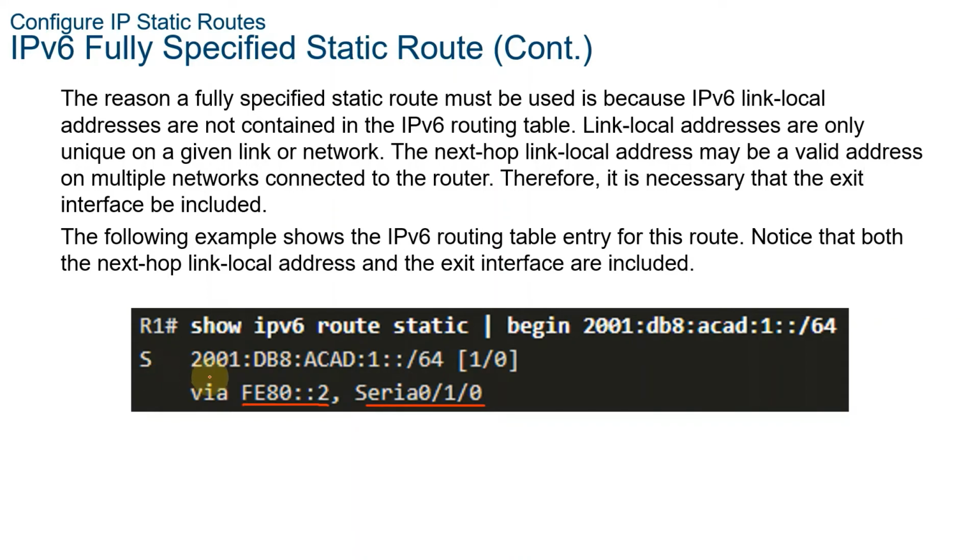So that means to reach 2001:DB8:ACAD:1::/64, we can reach it via the next hop IP address here and Serial 0/1/0 here as the exit interface. All right, so that's it.